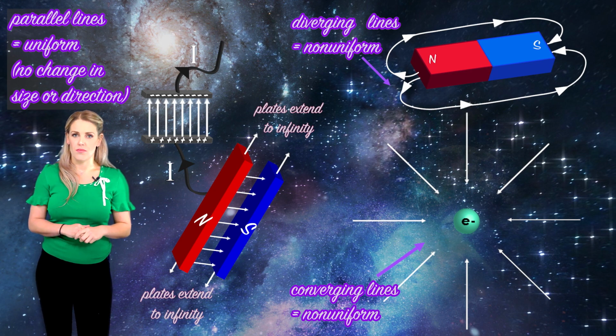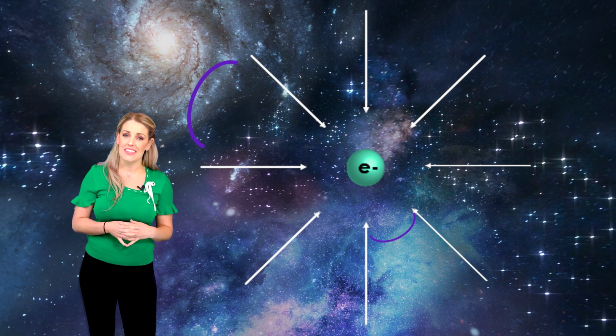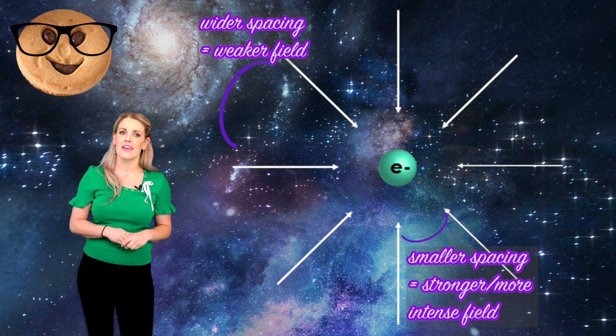are not uniform fields. Whilst we're on arrows, look closely at the variation in spacing between arrow lines far away from a point charge and close to the charge. Is there a relationship between the spacing of the lines and the strength of the field? Ah, what a smart cookie you are. Smaller spacing between field lines means a relatively stronger, more intense field. The general rule is true.